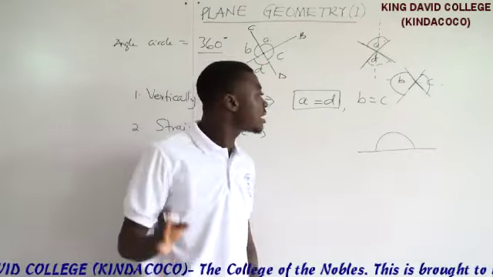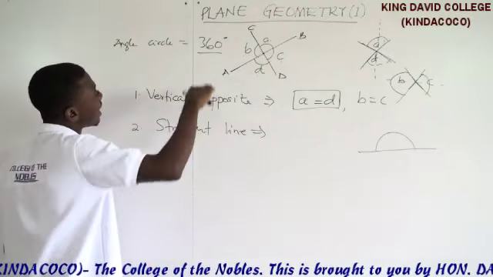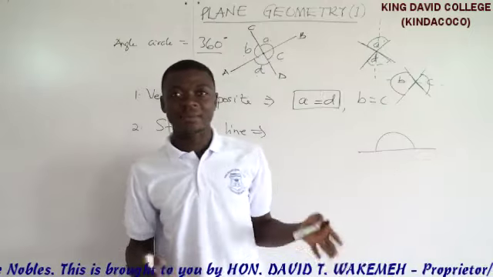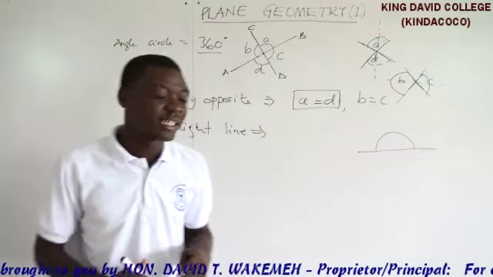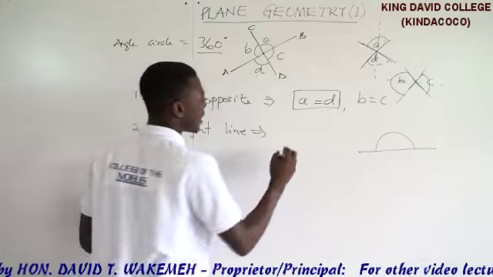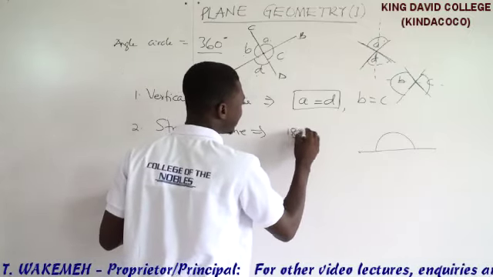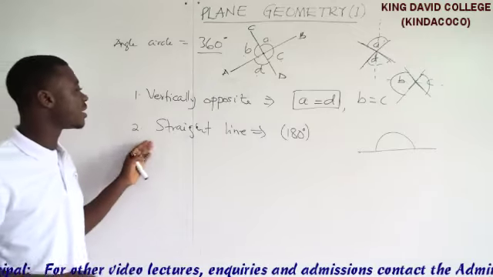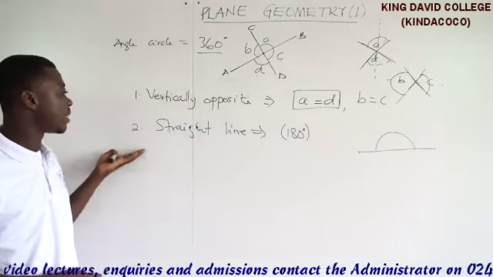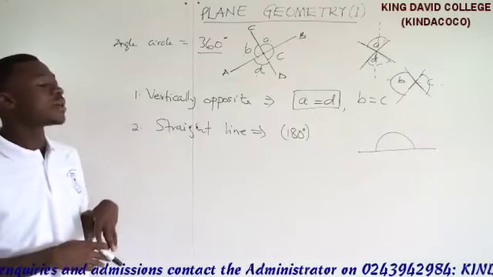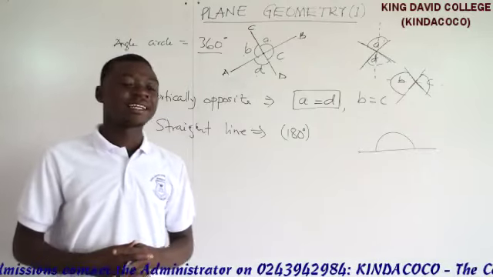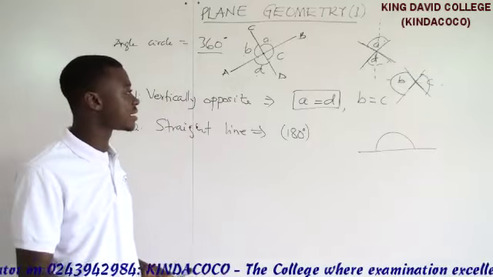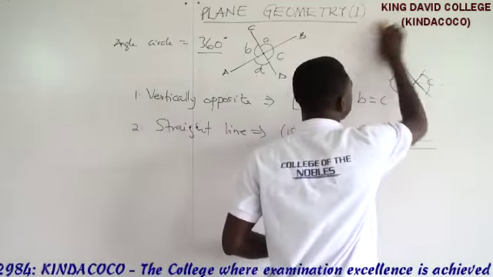So when that is established, then half of this, the angle formed on the straight line, that's a semicircle, half of that is going to give you 180 degrees. So anytime you have some angles on a straight line, when you sum all those angles, they are supposed to give me 180 degrees.